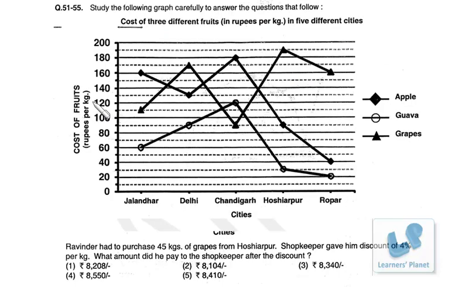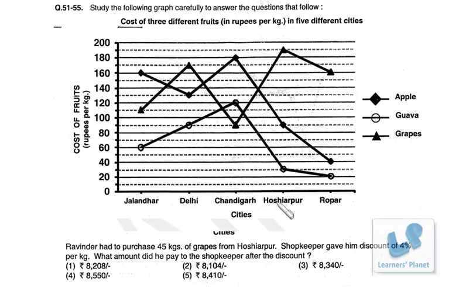Here we have been given a graph, and here the cost of 3 different fruits in rupees per kilogram in 5 different cities. Cost of fruits, that is rupees per kilogram, and 5 cities: Jalandhar, Delhi, Chandigarh, Hoshiarpur and Ropar, right? And apple, guava, grapes, 3 fruits are there. So let's take the questions one by one.